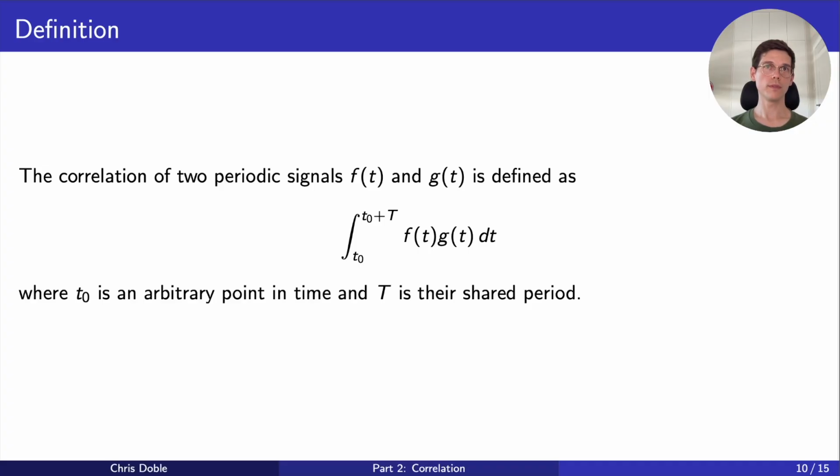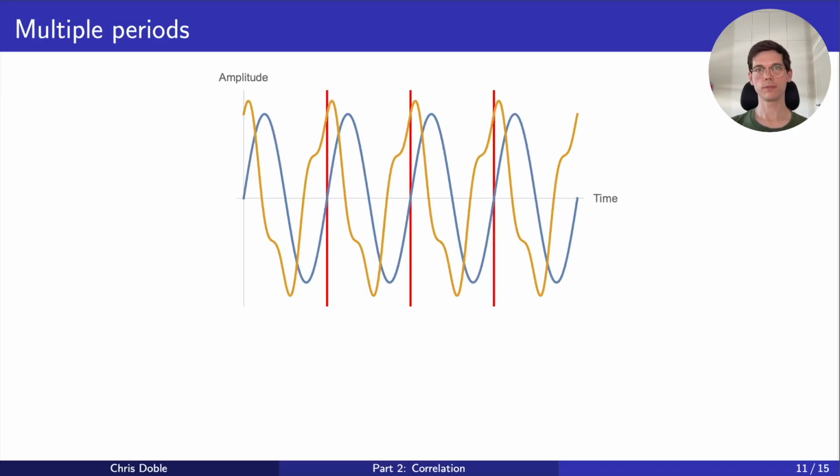It's also important to note that there's nothing stopping you from integrating over multiple periods, like this. Each period is the same as the last, so it has the same correlation, and the overall result is scaled proportionally. In other words, if you integrate over two periods, the correlation will be twice as big. 3 periods, 3 times as big. We can express this mathematically too.